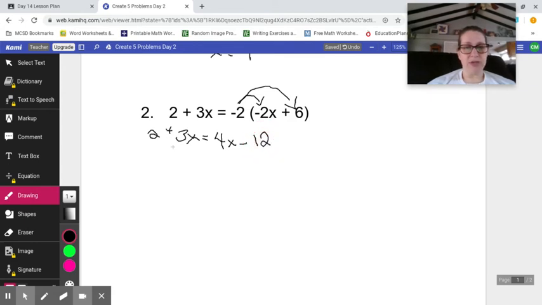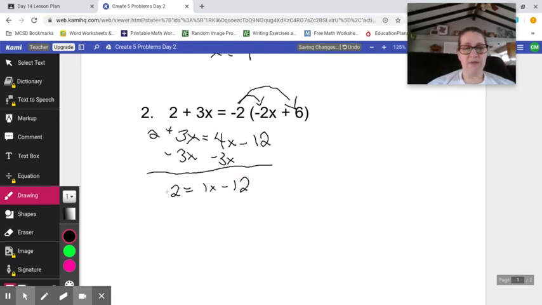Okay, now I'm going to find my smallest x. I have 3x and I have 4x, so 3x is my smallest. I'm going to subtract 3x from both sides. Okay, these cancel each other out, leaves me with 2 over here. 4 minus 3 is 1, minus 12. To move the negative 12 to the other side, I'm going to add 12. Okay, these cancel each other out, leaves me with 1x. 2 plus 12 is 14.